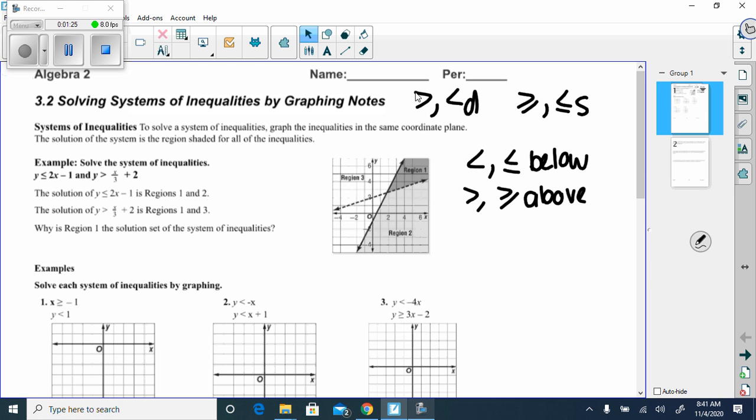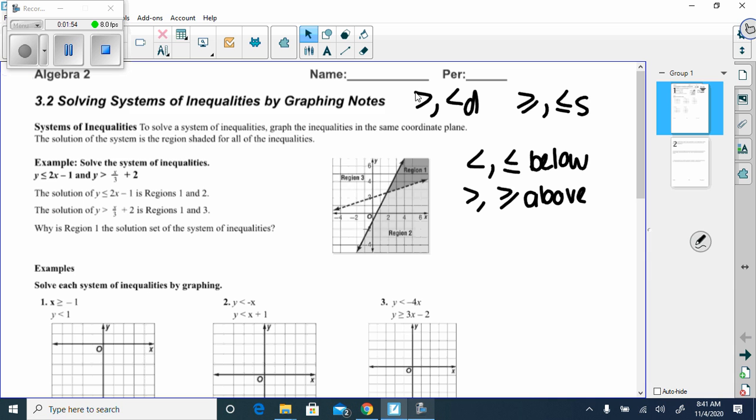Okay, so it says to solve a system of inequalities, graph the inequalities on the same coordinate plane. The solution, or our answer, is going to be the region that's shaded for both. So when they drew this solid line, the one that started at -1, they were shading below, right? Y is less than. So they shaded underneath this line.